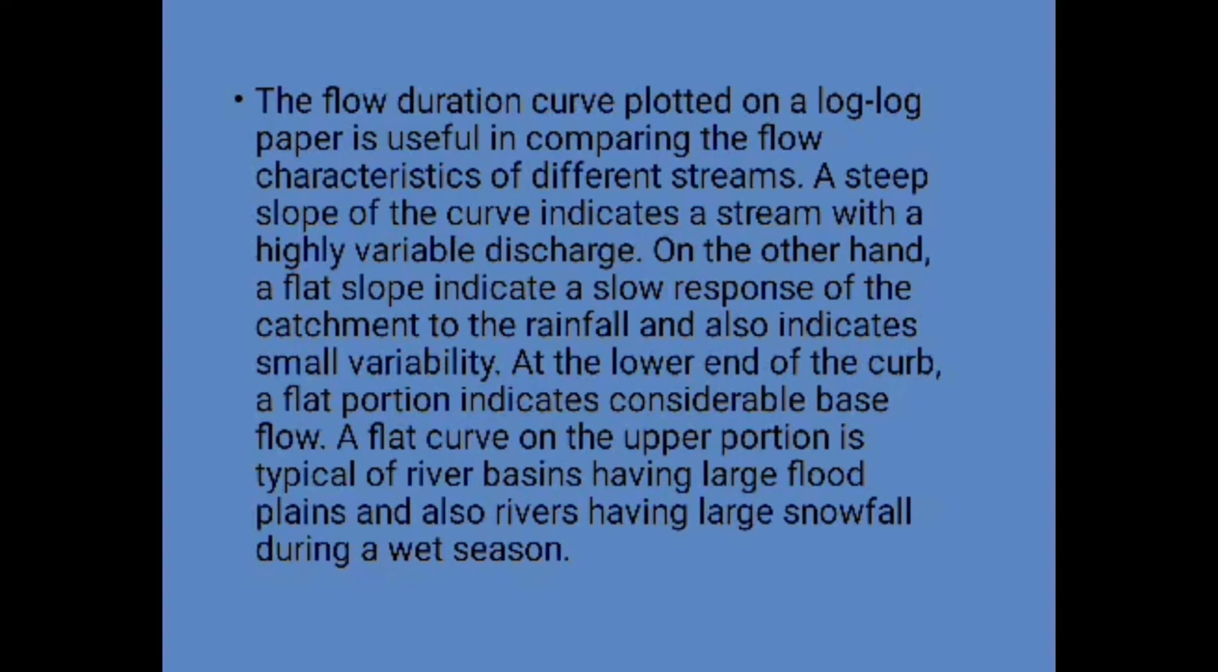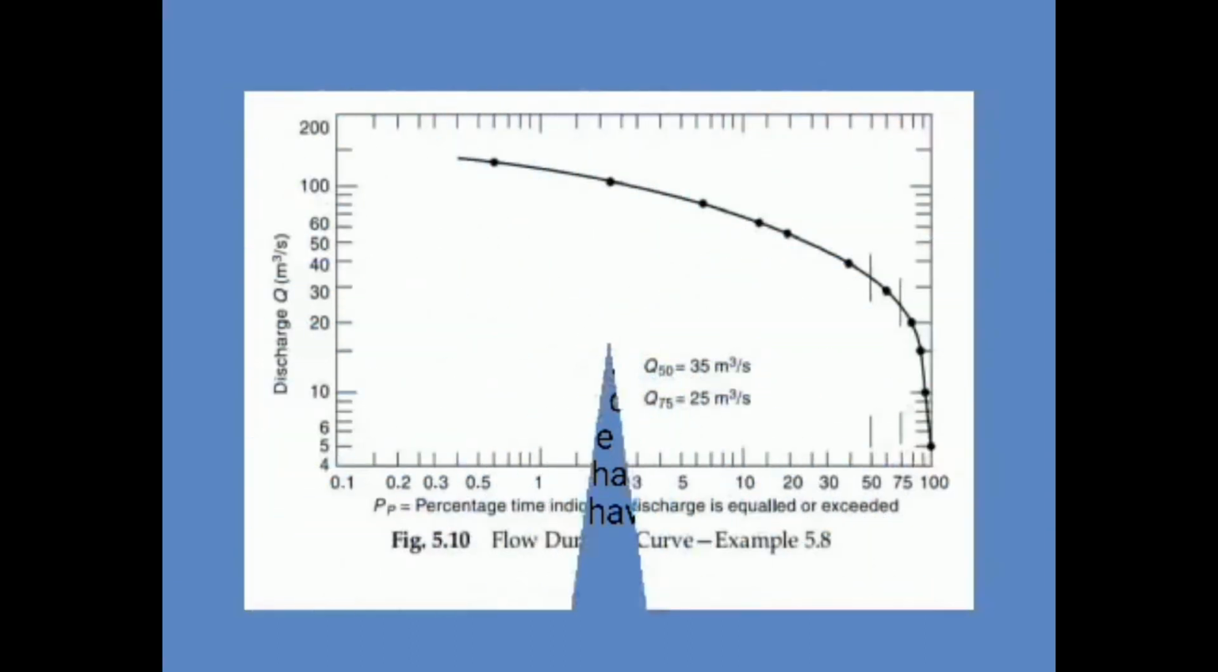A flat curve on the upper portion is typical of river basins having large floodplains and also rivers having large snowfall during a wet season. This is the data of flow duration curve.